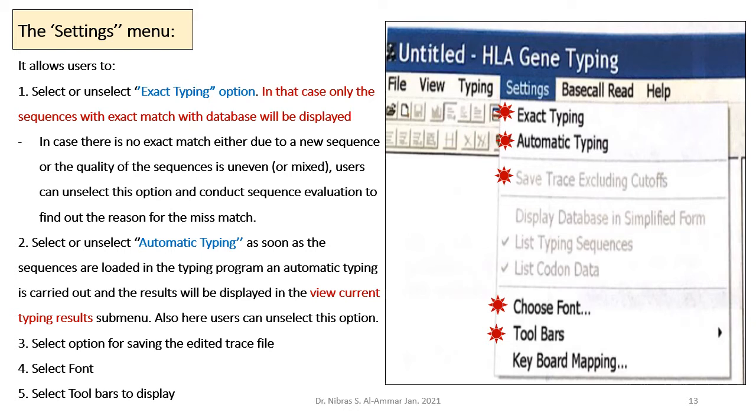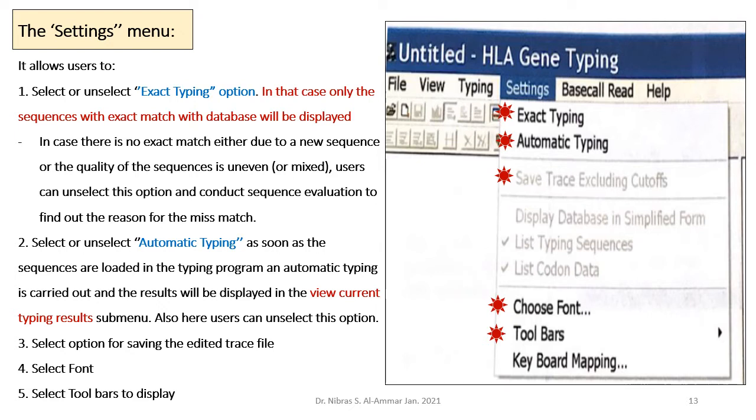In case there is no exact match, either due to a new sequence or the quality of the sequences is uneven or mixed, users can unselect this option and conduct sequence evaluation to find out the reason for the mismatch. That means we convert to automatic typing in that case.